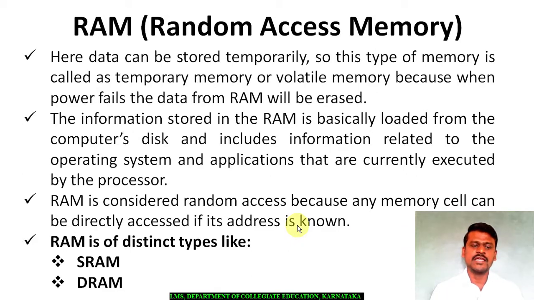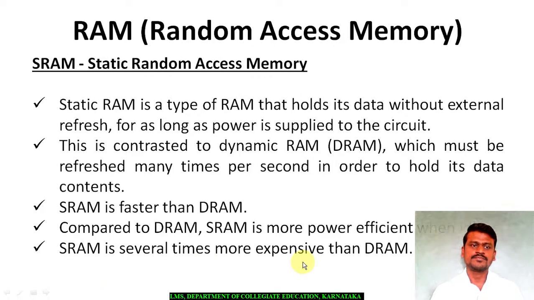Again, this RAM is divided into two types, that is SRAM and DRAM. We will see this now. In RAM, first one, SRAM. SRAM means static random access memory. This means static RAM is a type of RAM that holds its data without external refresh for as long as power is supplied to the circuit.